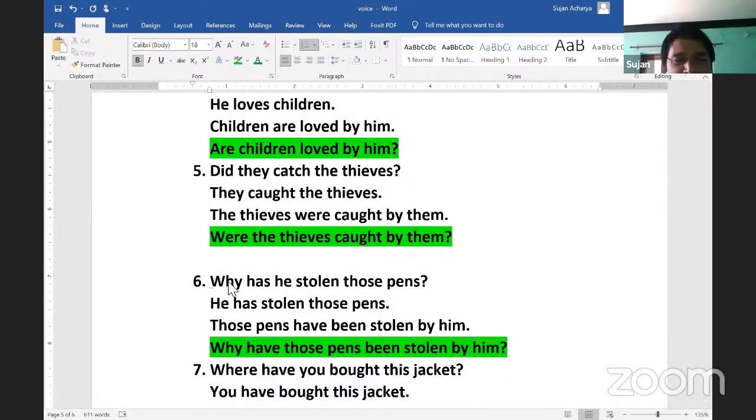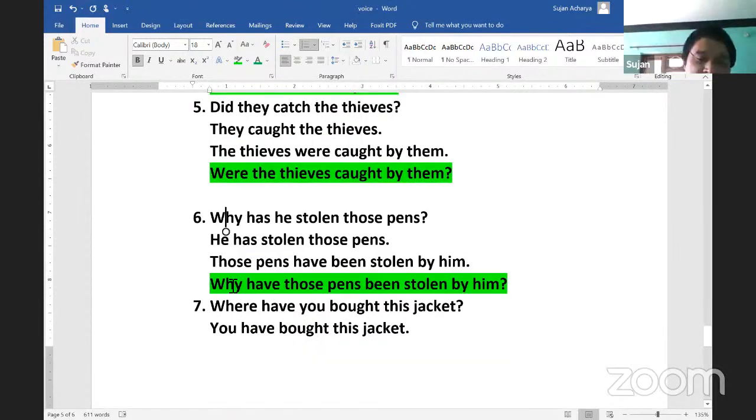Why has he stolen those pens? He has stolen those pens. Those pens have been stolen by him. Why have those pens been stolen by him? Write the statement first: why has he stolen those pens? He has stolen those pens. You change it into a statement.